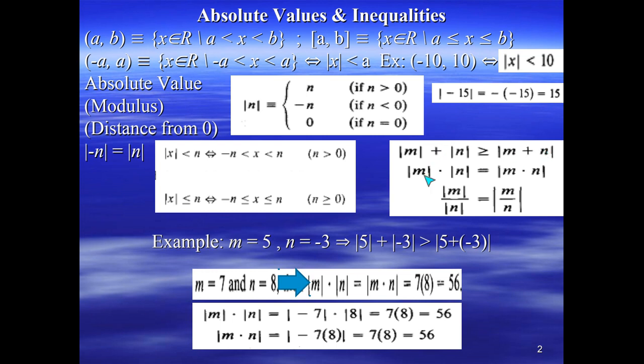Besides, the absolute value of m times the absolute value of n amounts to the absolute value of m times n.